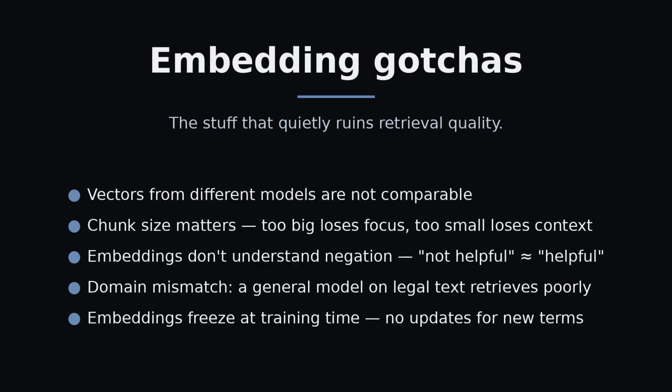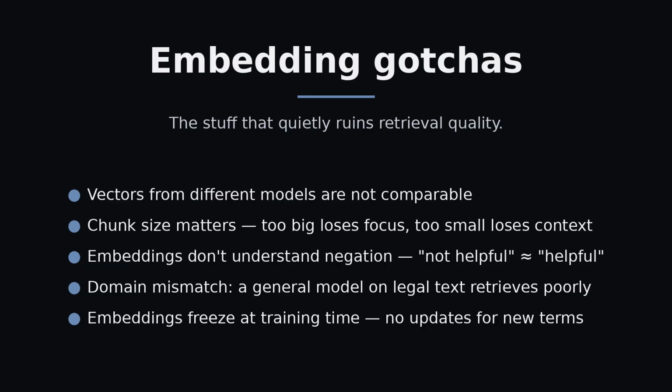A few things catch everyone the first time. 1. You can't mix embeddings from different models. A vector from OpenAI and a vector from Cohere live in different spaces. The numbers look identical, but they mean nothing to each other. Pick a model at the start, and if you ever want to switch, re-embed your whole corpus.